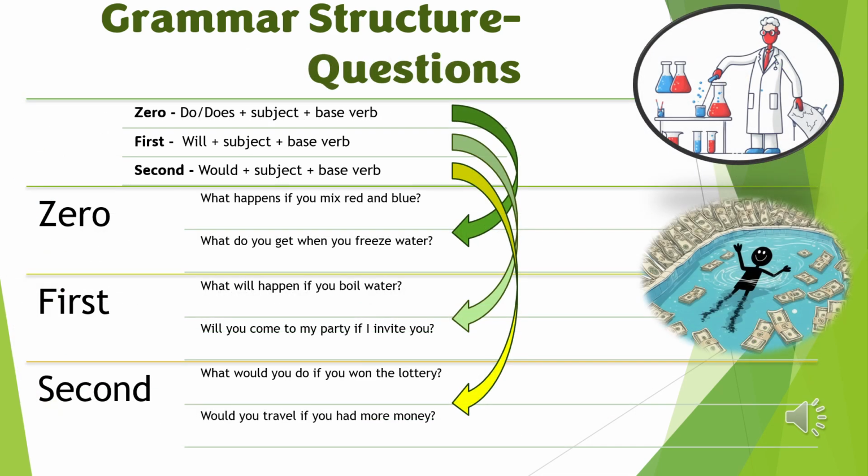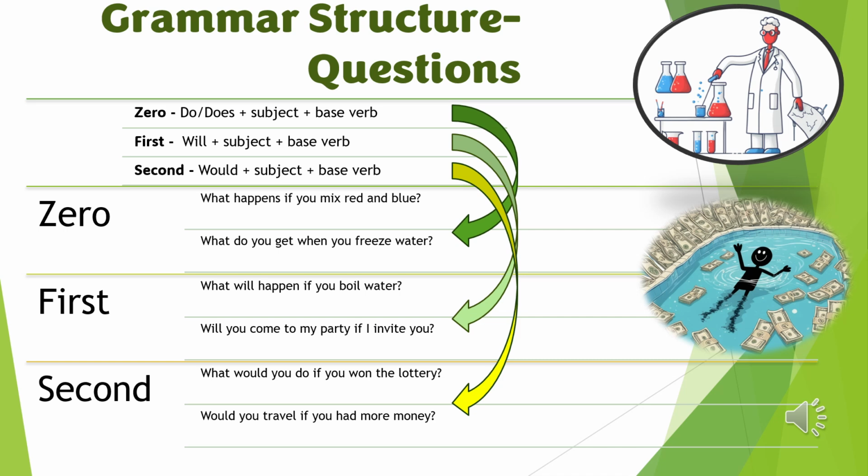Here's the grammar structure for questions. For the zero conditional we start with do or does, plus the subject and the base verb. For the first conditional we start with will, the subject and the base verb. And for the second conditional we start with would, the subject and the base verb.